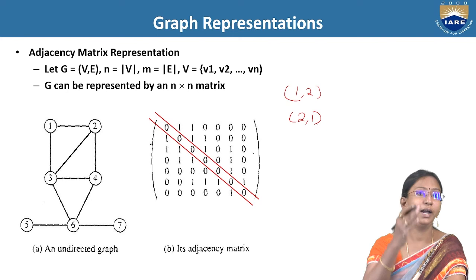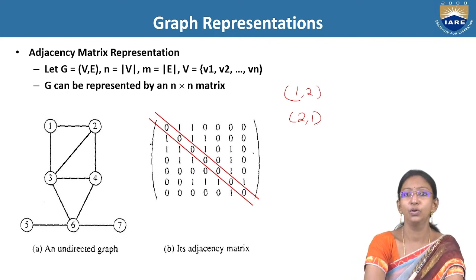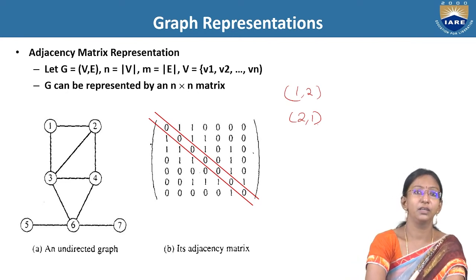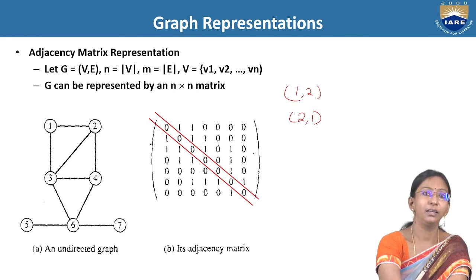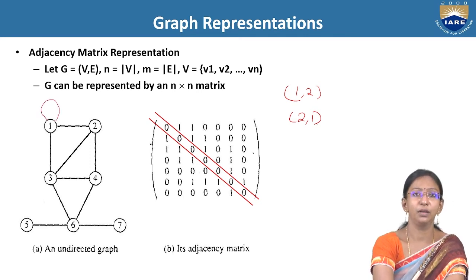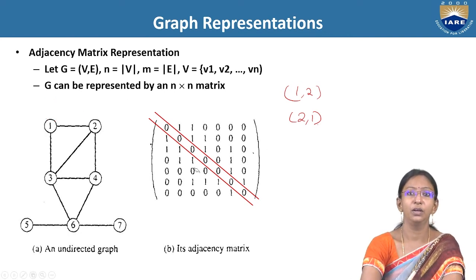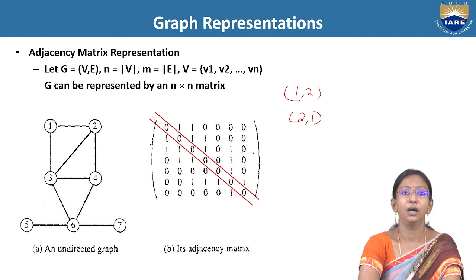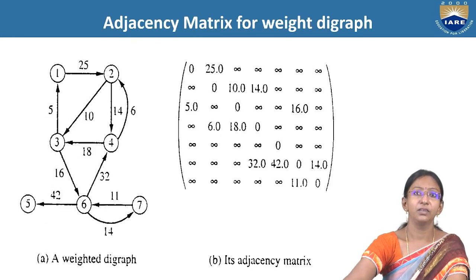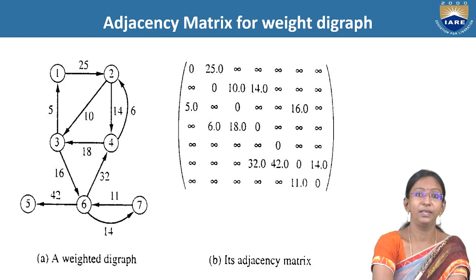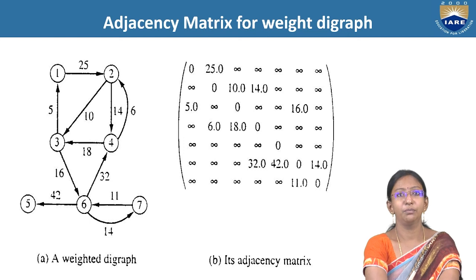Symmetric in nature. And you can see that there are no loops over here, that is, there is no edge starting with a node and ending with the same node. So the diagonal elements are filled with zeros. This is how I'm going to write the adjacency matrix of a given unweighted, undirected graph. Okay, right. So in case of a weighted, directed graph, the adjacency matrix can be written.